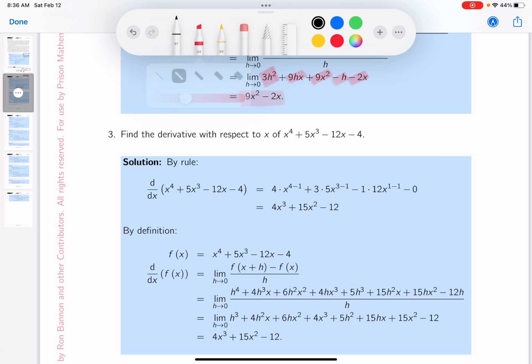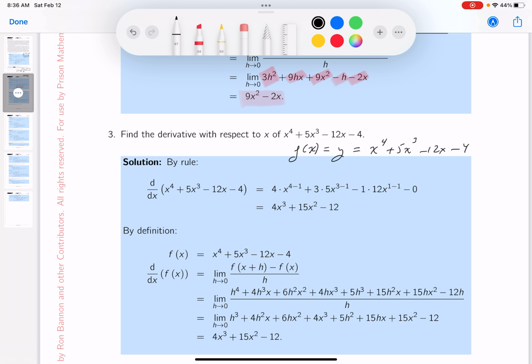Okay, so we're back at this place where we're getting a derivative. And I want to remind you that f of x is a function of x, by the way. We typically write down the letter y. And what is that going to be? x^4 plus 5x cubed minus 12x minus 4.